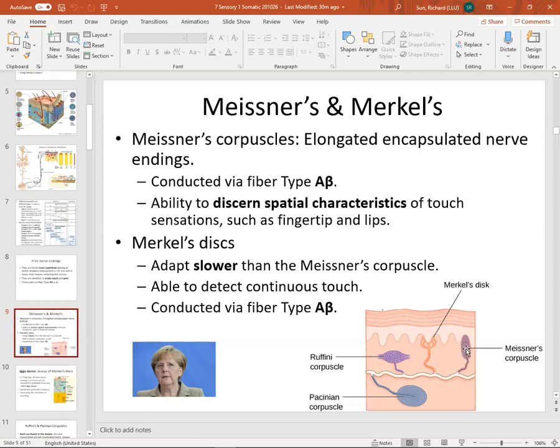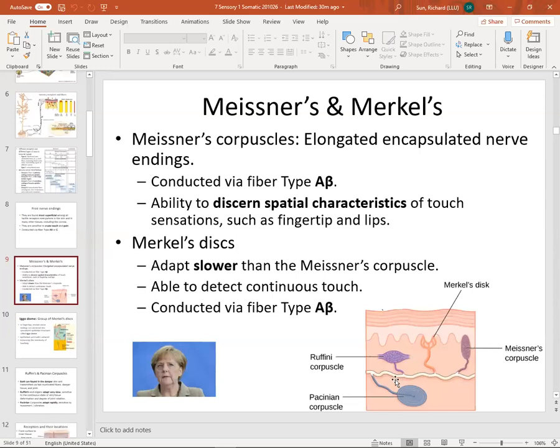So that is this one here, Meissner's and Merkel's right here. They are all at the same level. Here it seems like they are all growing from the same tree. It's not right, okay? This is just a bundle of fibers. This one is one fiber, this one is another fiber. So it's not like two branches, okay? So don't get confused by this cartoon drawing.